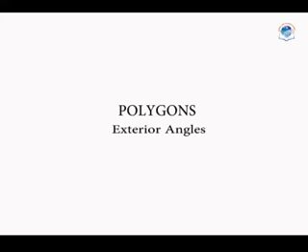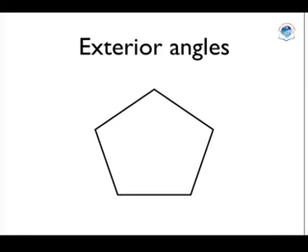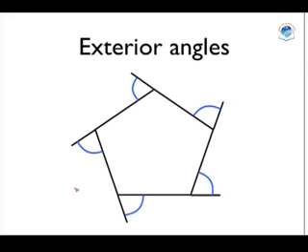Lastly, exterior angles of polygons. This is a regular pentagon. So what are the exterior angles? We get exterior angles by extending each side at each vertex of the polygon. And it is important that you keep going in the same direction. So these are the exterior angles of a regular pentagon.